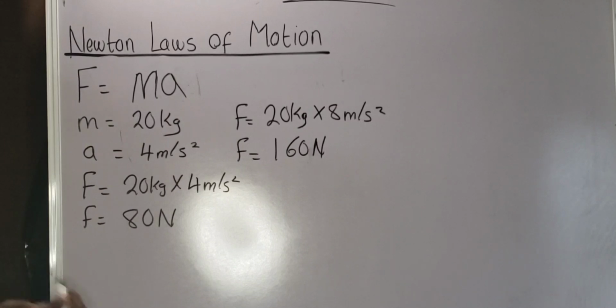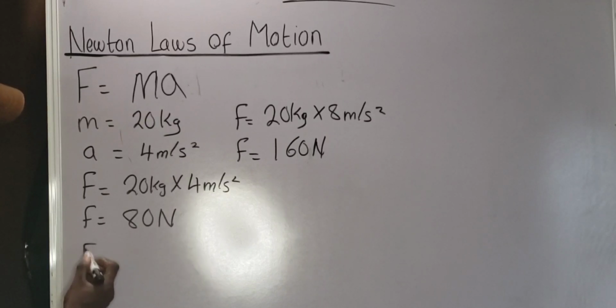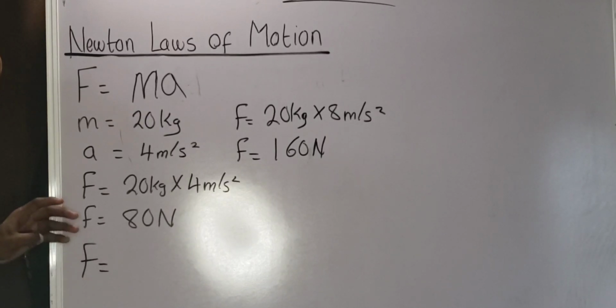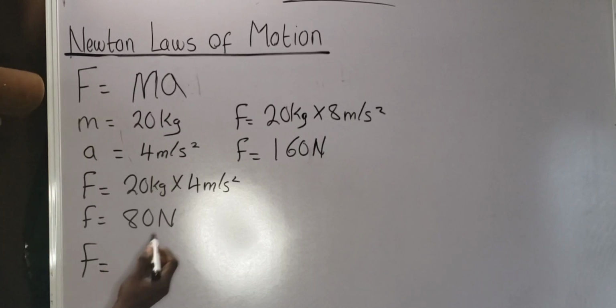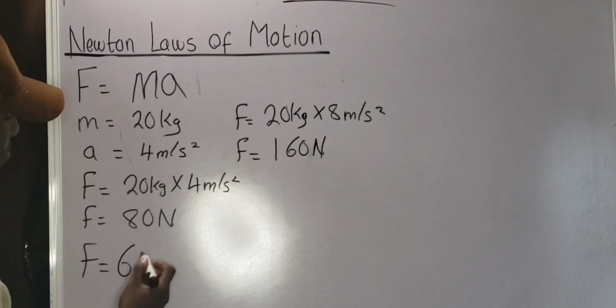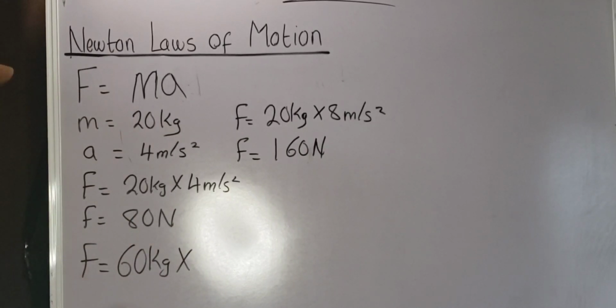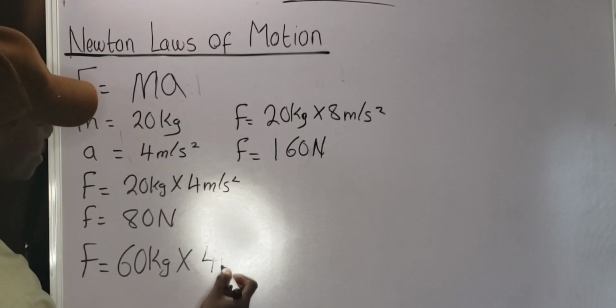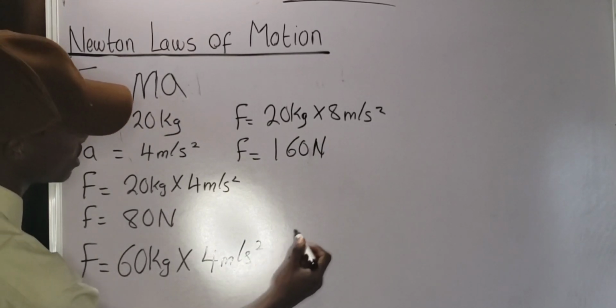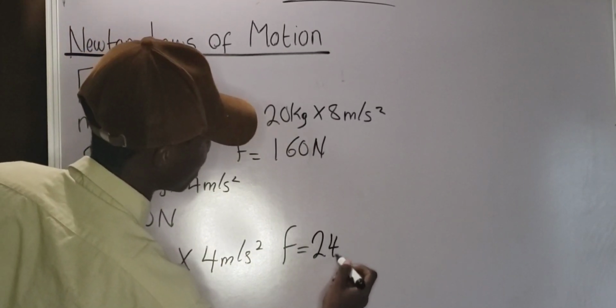Now let's say we tripled the mass of the object. So for this, the net force becomes mass. The mass is tripled, so I'm going to have 60 kilogram multiplied by, and we keep the acceleration constant, 4 meter per second squared. So the net force here will be what? 60 multiplied by 4. That is 240. So 240 Newton. Do you understand?